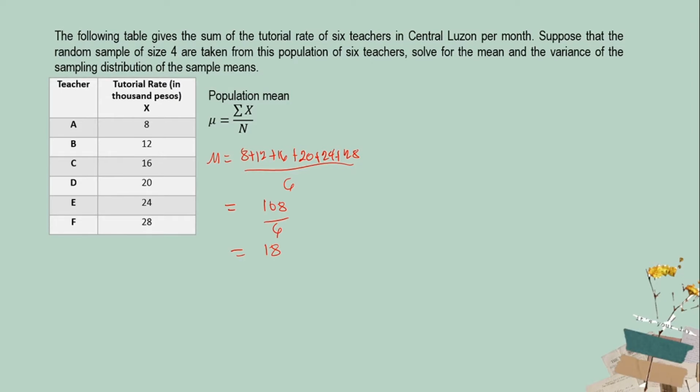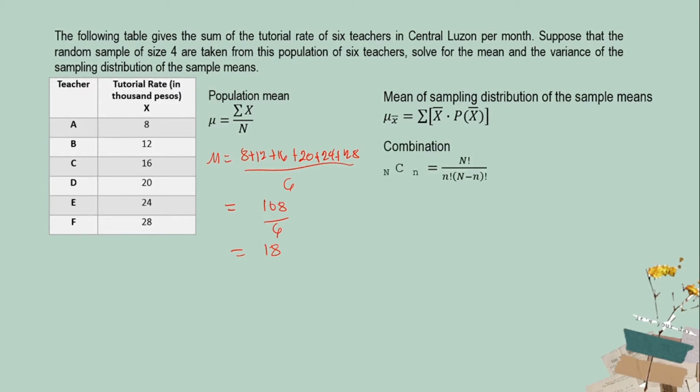month. So next, we're going to solve for the mean of sampling distribution of the sample means. But before that, we need to know first the number of the possible samples using the combination formula. So for the n factorial, that will be 6 factorial since the population size is equal to 6, and the sample size is 4, so that would be 4 factorial. Then 6 minus 4 is 2, so that would be 2 factorial.